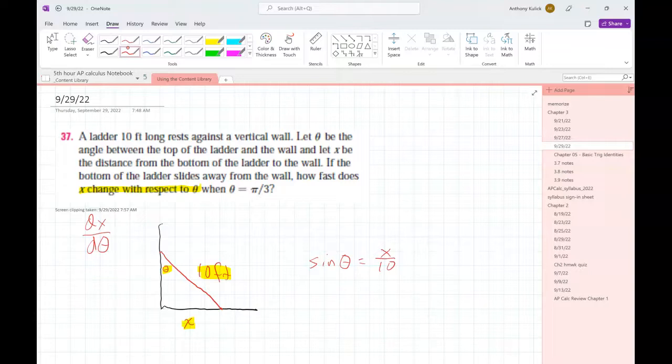Everybody okay with that verbiage? Okay. So I'm going to be differentiating with respect to theta. So I'm going to do like d d theta of sine theta, and then d d theta of x over 10.